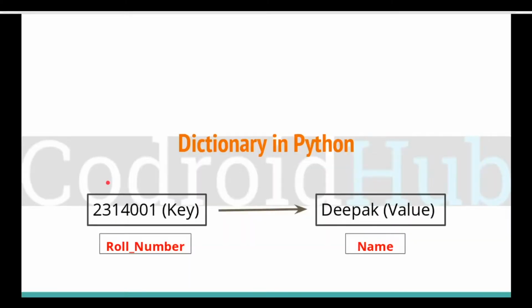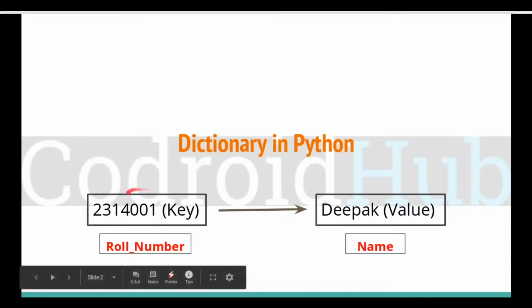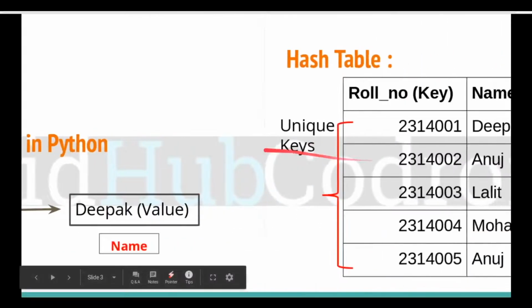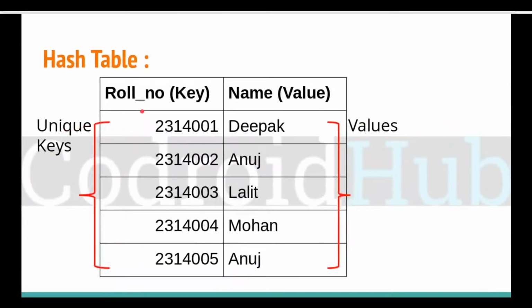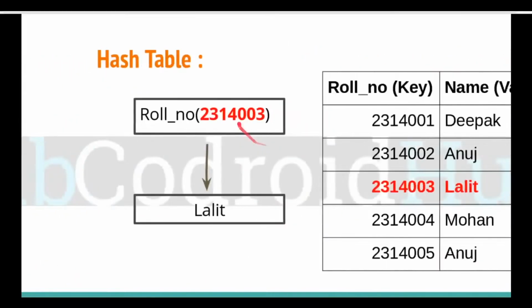In this video, we will talk about the dictionaries in Python. Dictionary is more like a hash table in which we have certain unique keys which are mapped to some values. For example, a roll number of a student is mapped to his name. Here in this table, roll number will work like a key, and corresponding to that we have name of the student as value. Once we know the roll number, we can easily have the name of the student.